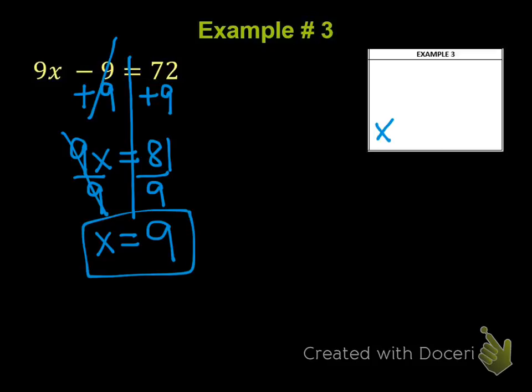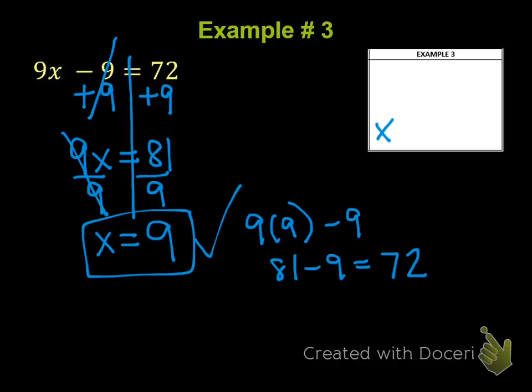I'm going to check my work here. 9 times 9 minus 9 needs to give me 72. So I have 81 minus 9, and that does equal 72. So I know that I am correct.